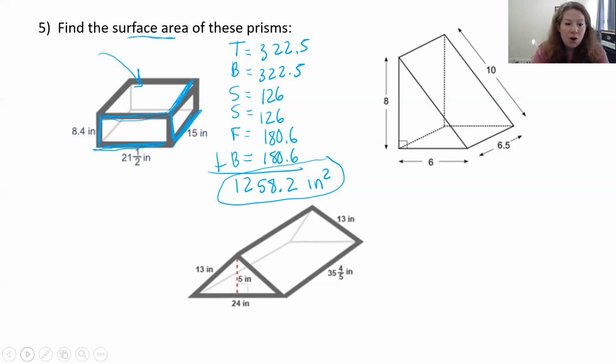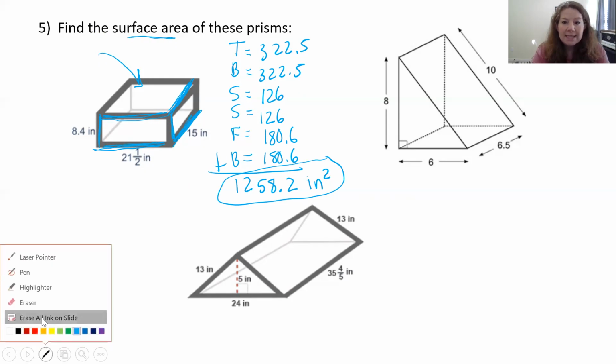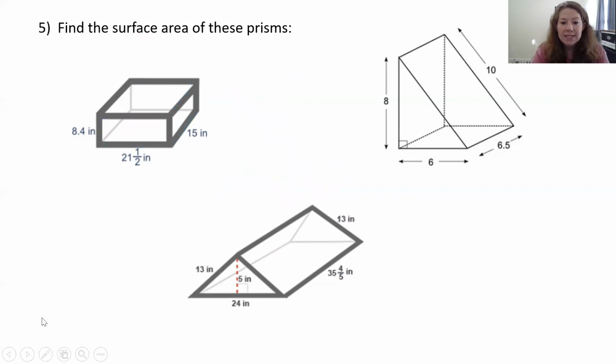All right, the next two are triangular prisms. So triangular prisms means the base is a triangle, but all the sides are rectangles. So for triangular prisms, we have a front and a back, and then we have three sides. Sometimes those three sides are the same length and sometimes they're not. Now the thing about triangles, remember, the area of a triangle is half the base times the height.